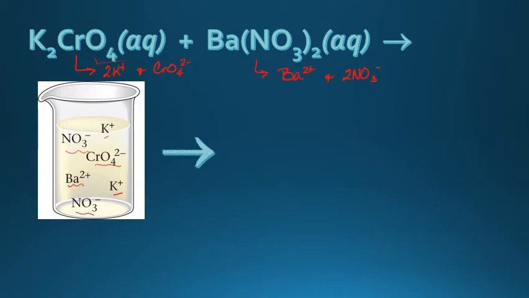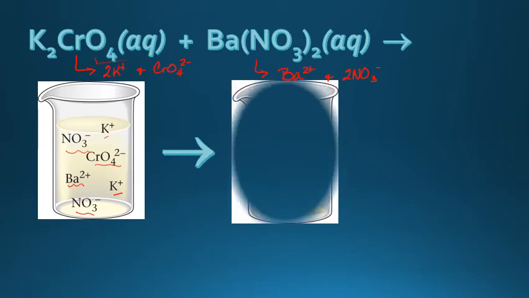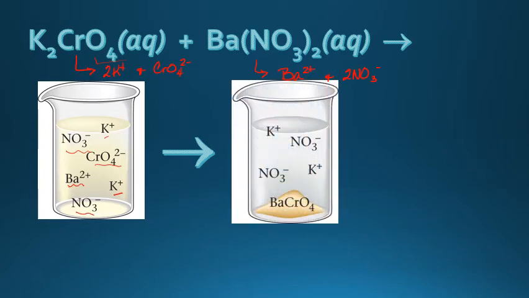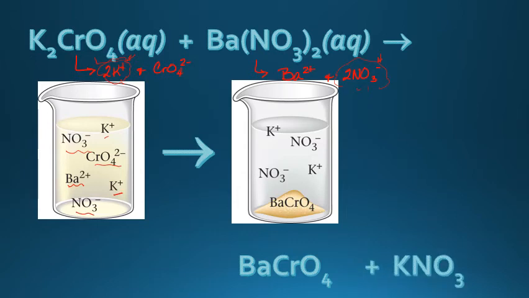Well, when we mix these guys together, we end up with barium chromate. Well, let's see. Potassium had to hook up with nitrate. That's the only way it would work. And to make that compound, you only pay attention to the charges. The coefficients only matter for balancing a chemical equation. They don't matter for making formulas. And the barium could only hook up with chromate. So barium chromate and potassium nitrate.